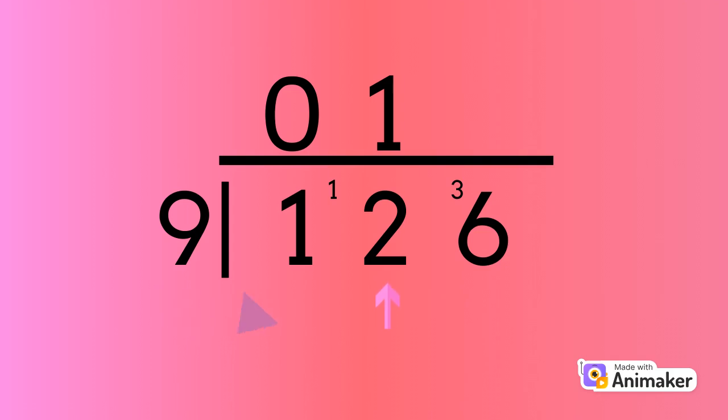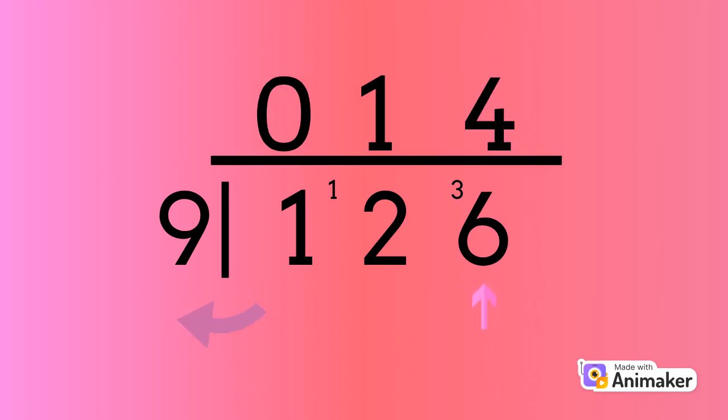Now we add the 3 with the 6. Finally, we divide the 36 by 9. After, our result will be 4. Therefore, our answer to this question would be 14.